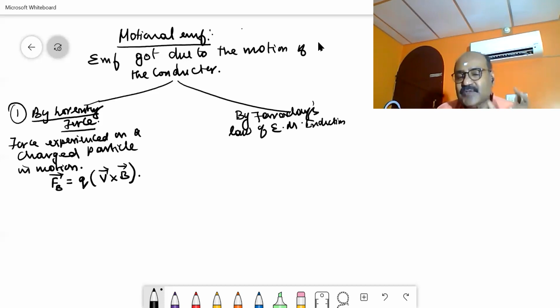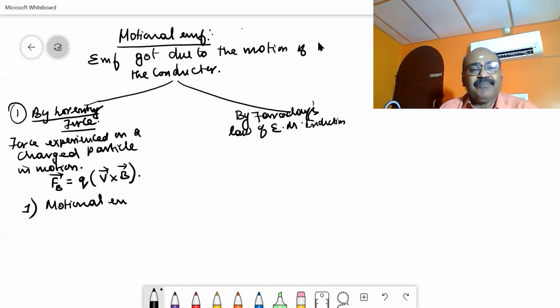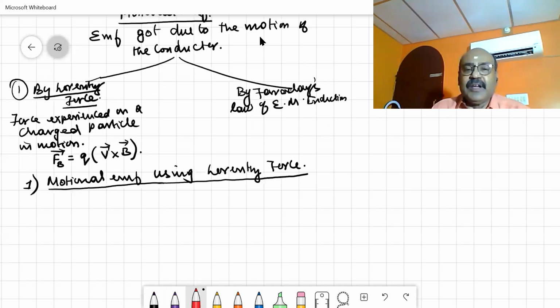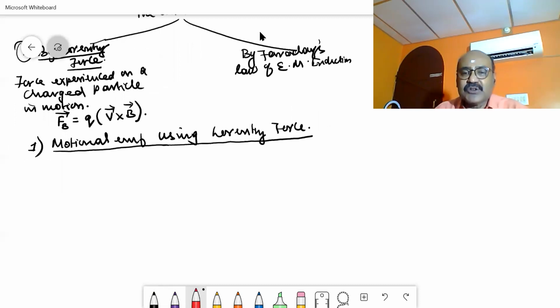Using this Lorentz force, we can calculate the motional EMF. So first of all, let us consider the first method. We are going to calculate the motional EMF using Lorentz force. In order to explain this, first of all, I am considering a uniform magnetic field. And let us take that the uniform magnetic field is acting perpendicular to the plane of the paper and inwards.